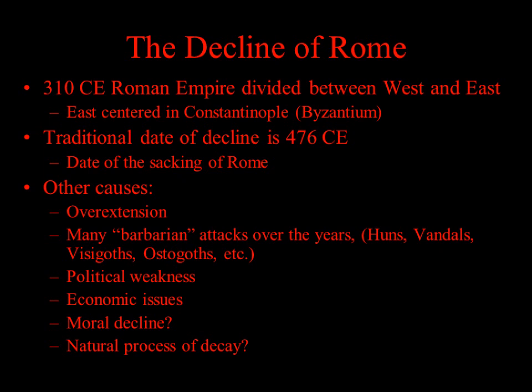The west is centered in Rome. The east is centered in what was then called Constantinople. It is today known as Istanbul in modern day Turkey, and it's the head of the Byzantium or Byzantine Empire. In theory, it is one big happy empire. In reality, they start splitting apart pretty dramatically.